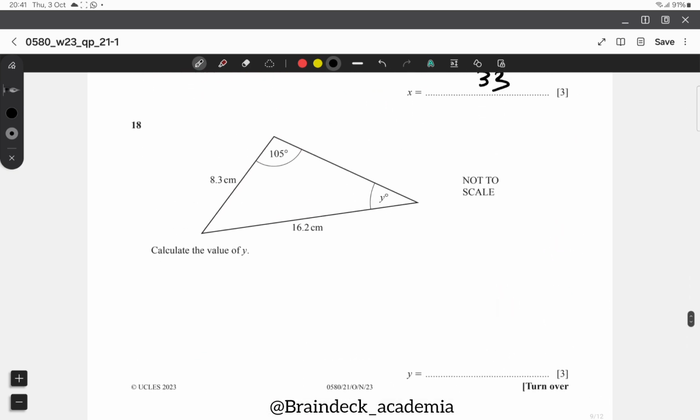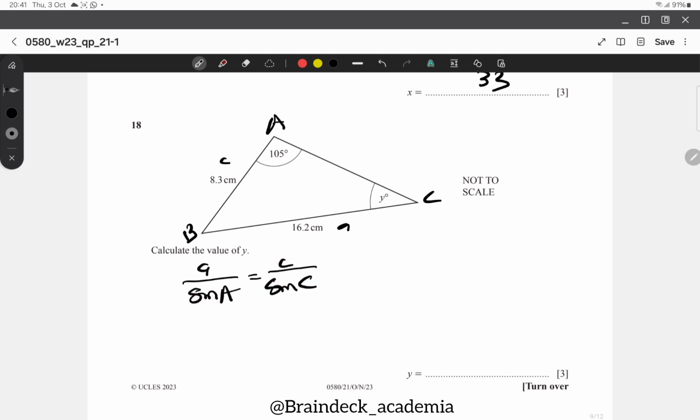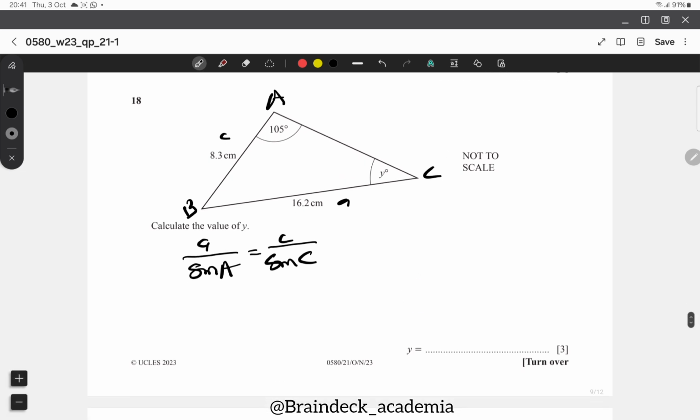For question number 18, to solve this you use the sine rule, since we have some sides and some angles. Let's label it A, B, C. This is small c, this is small a. Since I'm looking for y, let me do it alphabetically. I can use small a over sine capital A equal to small c over sine capital C. You use the sine rule for this.